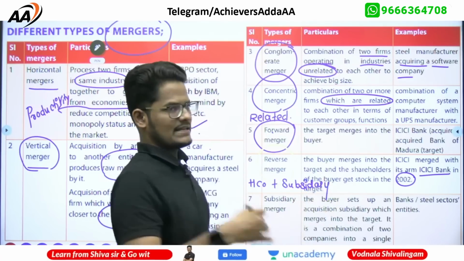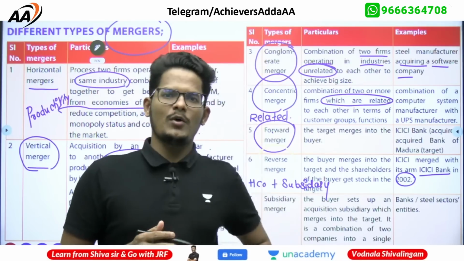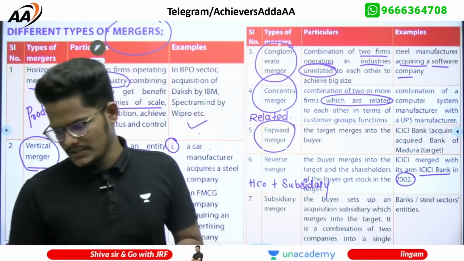Actually, the big fish has to eat the small fish. But here the small fish eats the big fish. That is what a reverse merger, ulta.